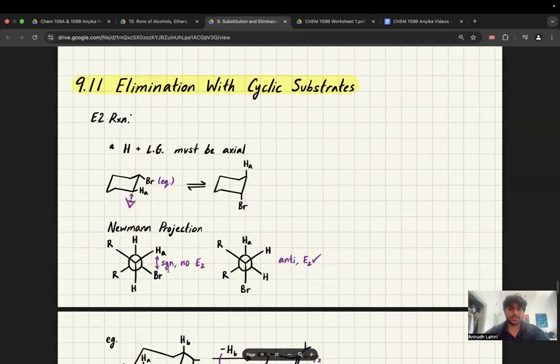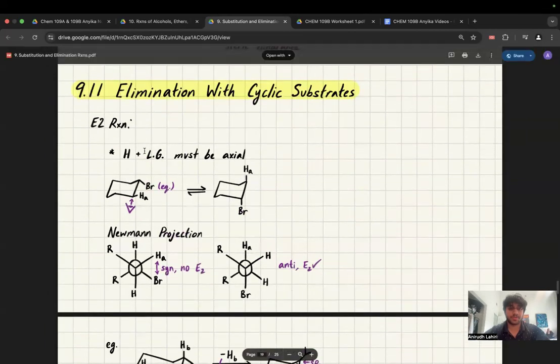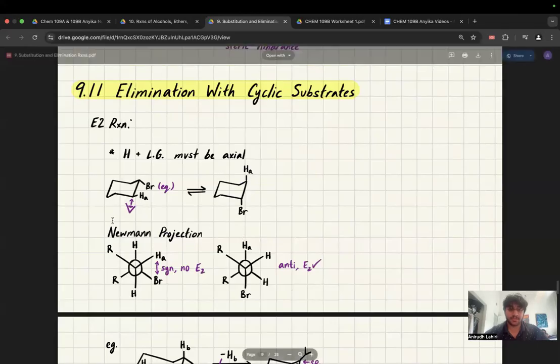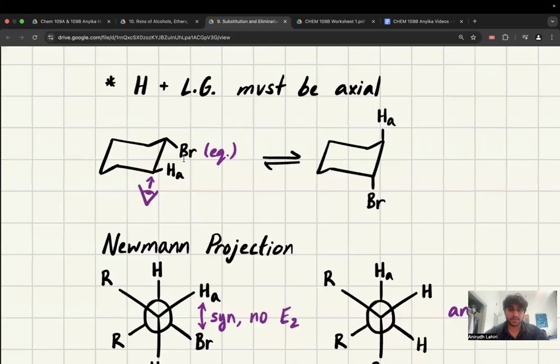Elimination with cyclic substrates. So this is really important. Both the groups, the hydrogen and the leaving group, have to be axial, okay? This is up, this is down, it's axial specifically. This is down, this is up, it's equatorial, it does not work.